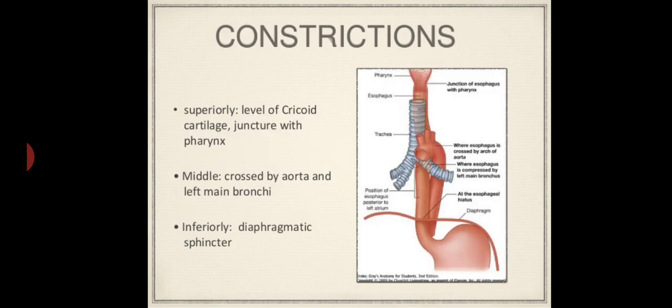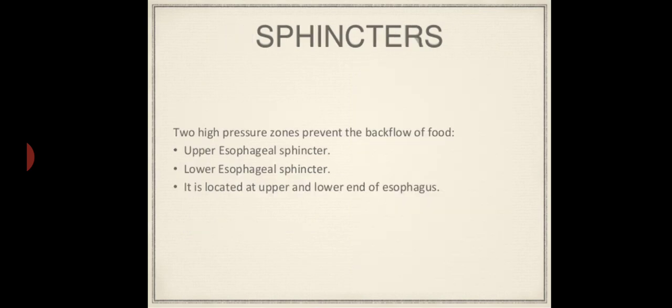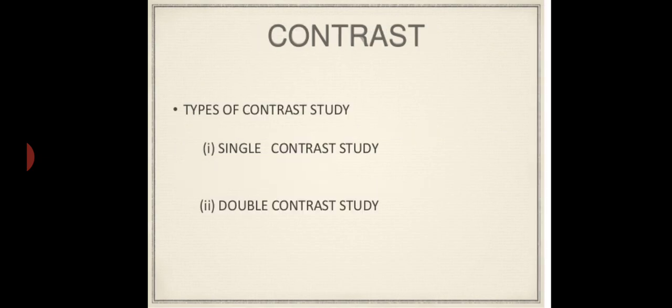So there are basically three constrictions in the esophagus. First is superiorly, at the level of the cricoid cartilage, the juncture with the pharynx. Then the middle, crossed by the aorta and left main bronchus, and inferiorly by the diaphragmatic sphincter. So what are sphincters? They are two high pressure zones that prevent the backflow of food: the upper esophageal sphincter and the lower esophageal sphincter, located at the upper and lower ends of the esophagus.